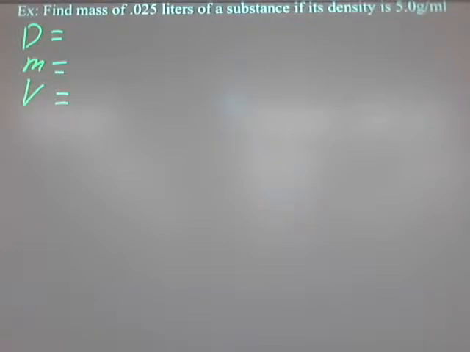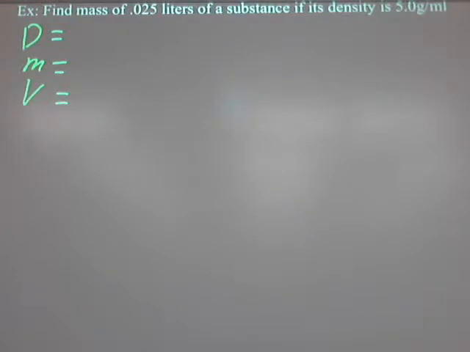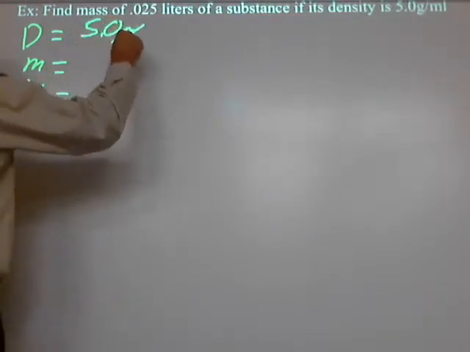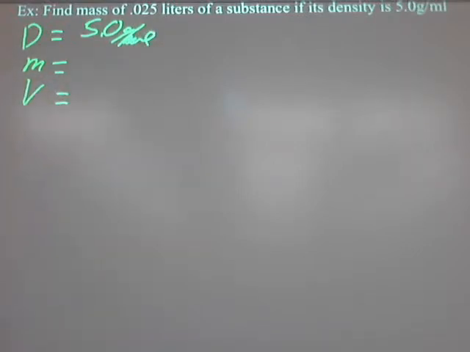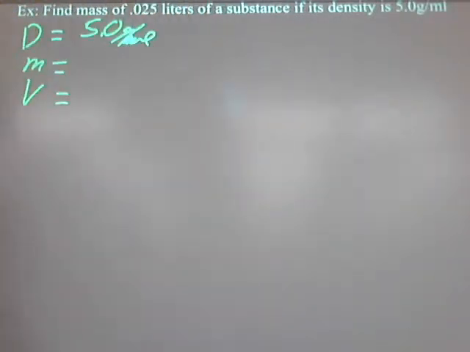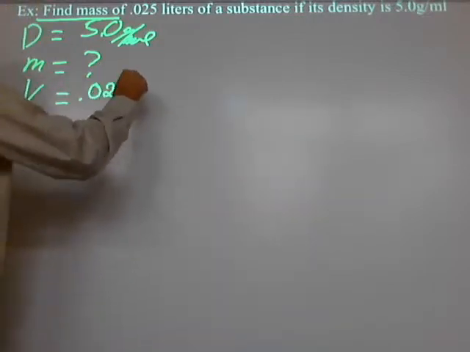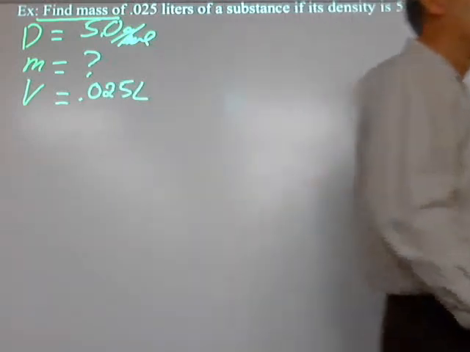So let's see who could tell me what to write down first here. Zach, what should I write down for the density? 5.0 grams per milliliter. Is everybody good with that? Because it says the density is 5.0 grams per milliliter. How about the mass, Savannah? It's unknown. Find the mass. It's the unknown. Very good. What about the volume, Ethan? 0.025 liters. All right.